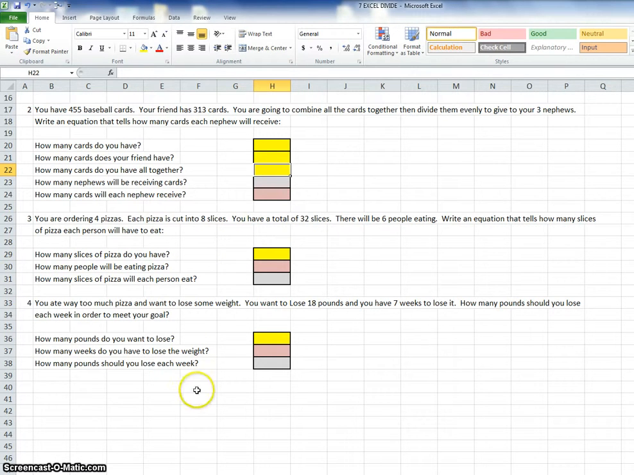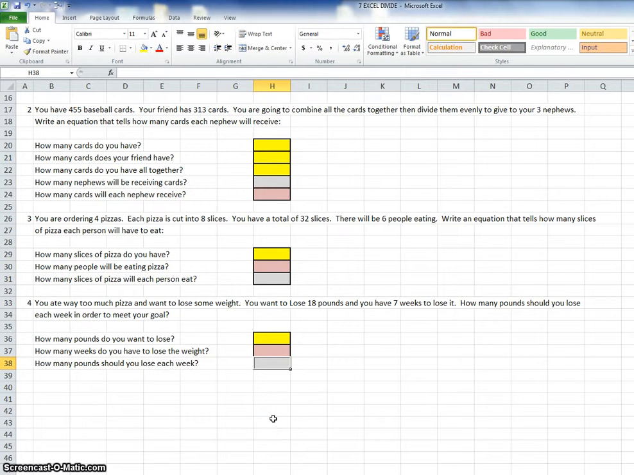Okay, then the last one, you ate way too much pizza, and want to lose some weight. If you want to lose 18 pounds and you have 7 weeks to lose it, how many pounds should you lose each week in order to meet your goal? Assuming that you're going to lose an equal number of pounds each week and not go on some kind of weird crash diet where you lose a whole bunch and then you gain it again. Okay, so how many pounds do you want to lose? How many weeks do you have to lose that in? How many pounds do you need to lose each week?